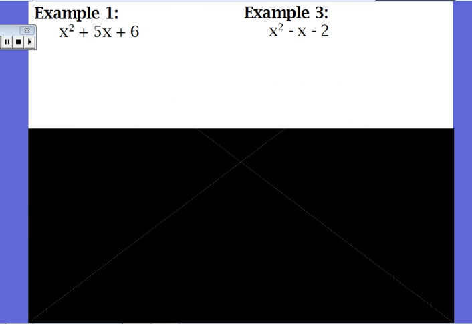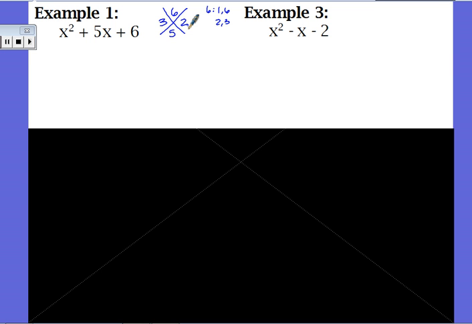If we look at example 1, I'm going to do a factor puzzle off to the side. My a is 1, my c is 6, so 1 times 6 is 6, and then my b value is 5. If I write my factors of 6, I have 1 and 6, 2 and 3. The ones that add together to get 5 are 2 and 3. So that's my factor puzzle, step 1.